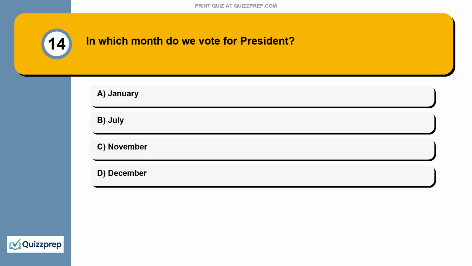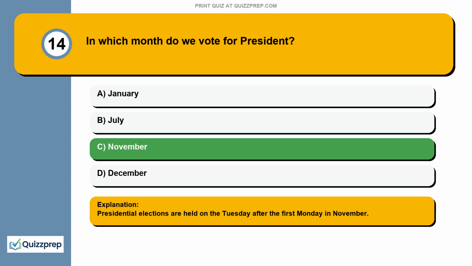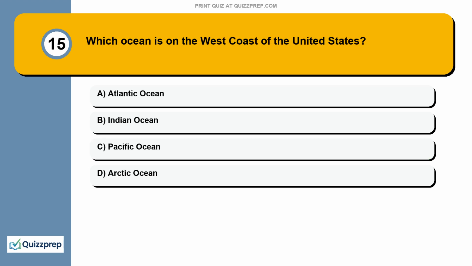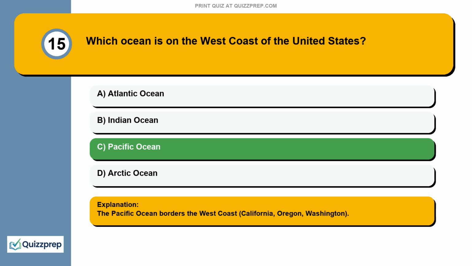Question 14. In which month do we vote for president? January, July, November, December. Presidential elections are held on the Tuesday after the first Monday in November. Question 15. Which ocean is on the west coast of the United States? Atlantic Ocean, Indian Ocean, Pacific Ocean, Arctic Ocean. The Pacific Ocean borders the west coast: California, Oregon, Washington.